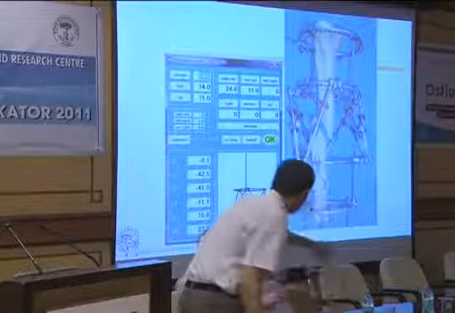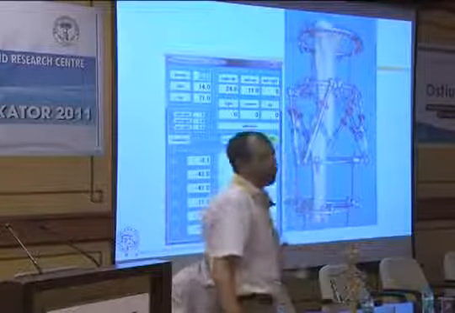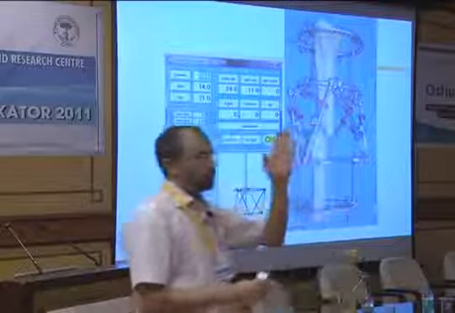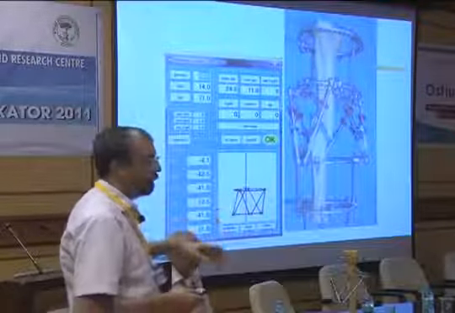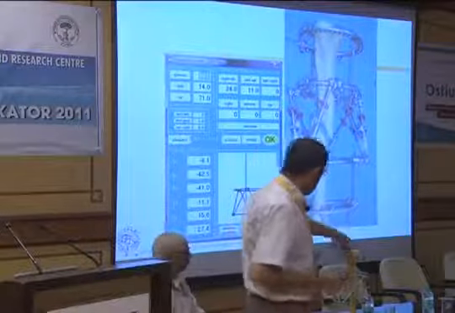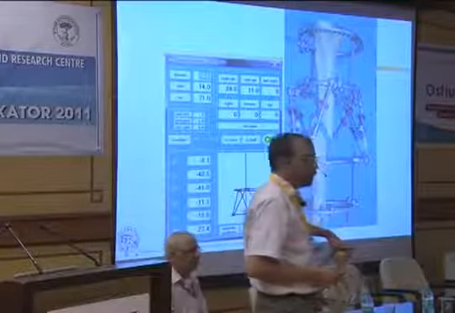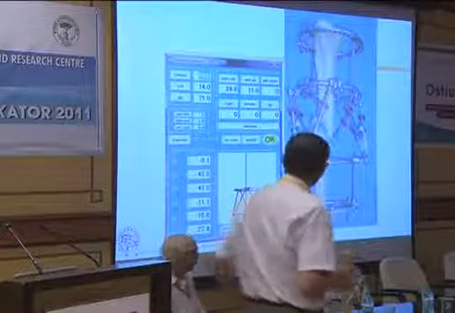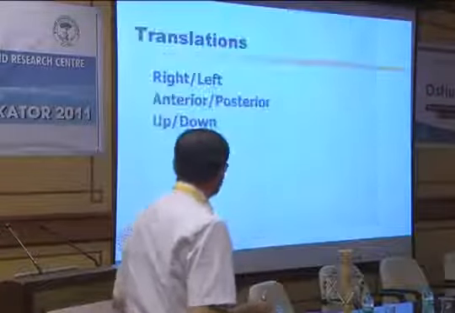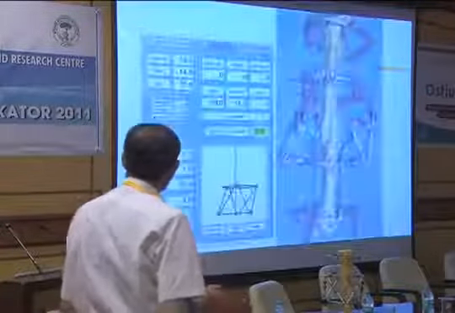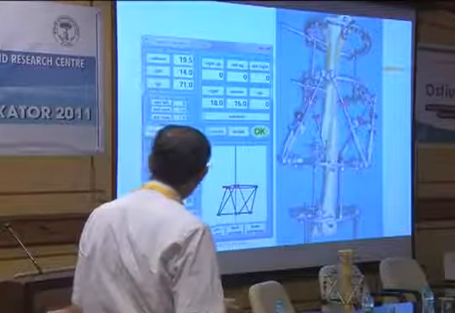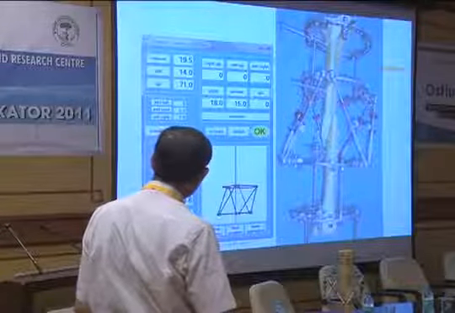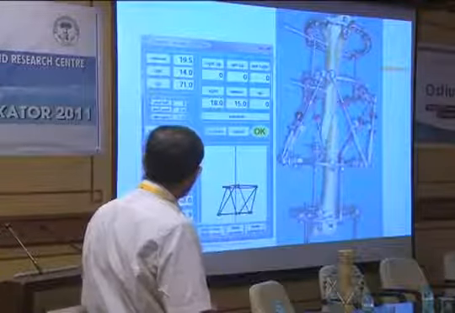Okay. So now you have angulations corrected. Both fragments are parallel to each other and translated on the AP as well as on the lateral. All right. So now we put in the translations. 18 millimeters to the right and 15 millimeters anterior.